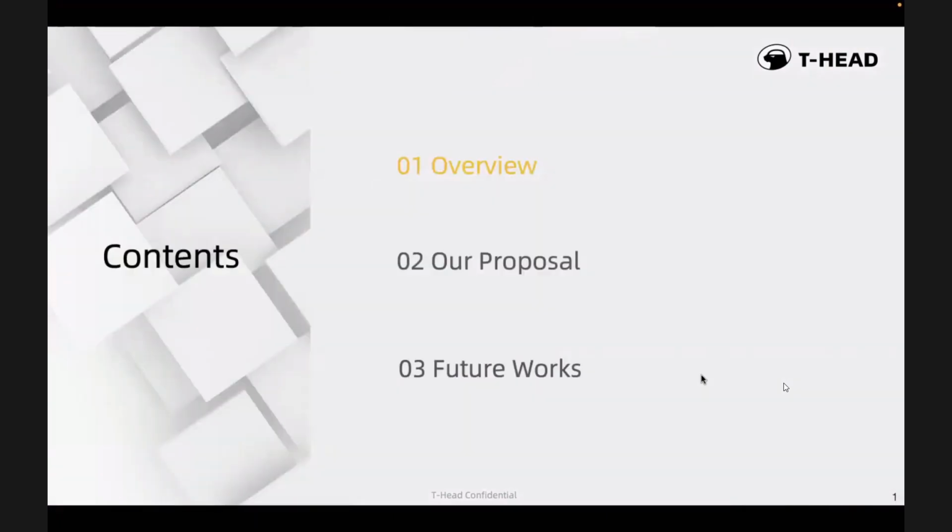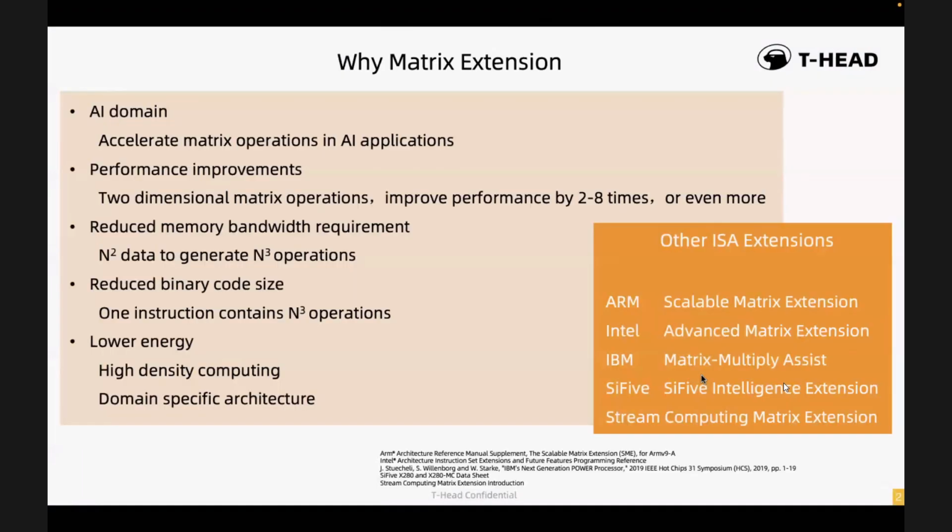My talk includes the following 3 parts. The first part is an overview of why we need to extend matrix multiplication, and then our proposal on how we extend the RISC-V ISA to meet the needs of AI. And the third part is a roadmap for future work. Okay, let's start. These slides are mainly about why we need matrix extension.